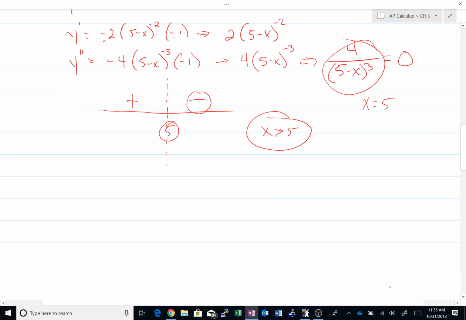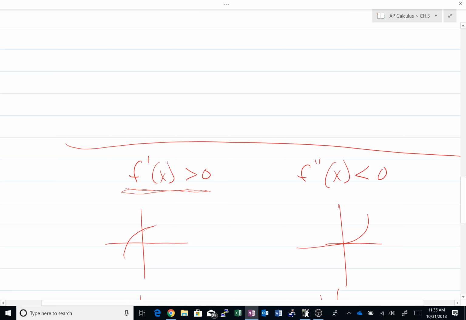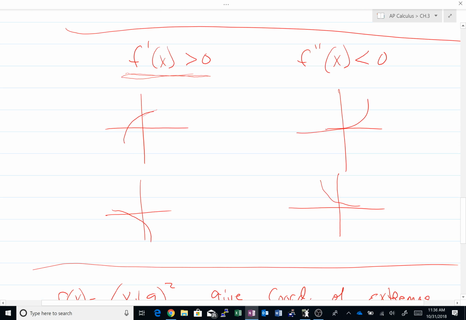Okay? All right, guys, here's another type of question. Which one of these 4 graphs could represent the information given? Give some letters to it.